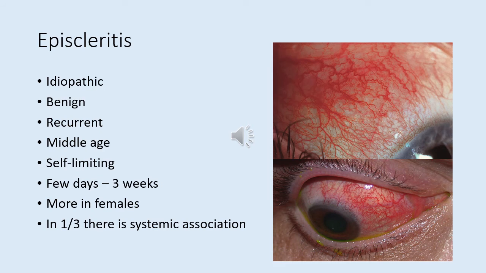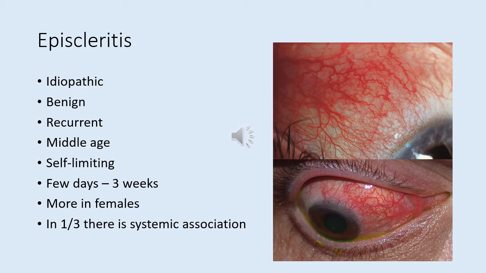We'll start with episcleritis, which is an inflammation of the episcleral layer. It is a common, usually idiopathic, benign, recurrent, and frequently bilateral condition. Females may be affected more commonly than males, except possibly in children, in whom episcleritis is rare. The average patient is middle-aged. It is typically a self-limiting disease and tends to last from a few days up to 3 weeks, but rarely longer.